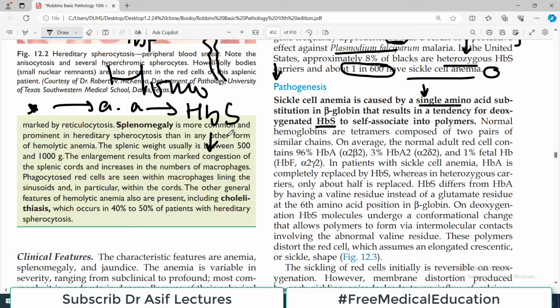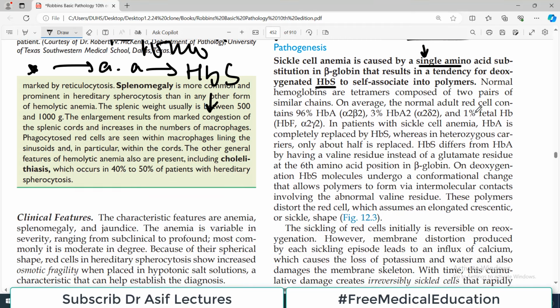अगर हम नॉर्मल हीमोग्लोबिन की बात करें, तो नॉर्मल हीमोग्लोबिन are tetramers which are composed of 2 pairs of similar chains. On average, the normal adult red blood cell contains 96% of hemoglobin A. अब जब hemoglobin A की हम बात करते हैं, adult hemoglobin, so it contains 2 alpha and 2 beta chains. So if you talk about hemoglobin, I told you it is made up of heme portion and globin portion. Heme portion is basically the iron and globin portion is the protein chain. So there are 4 chains.